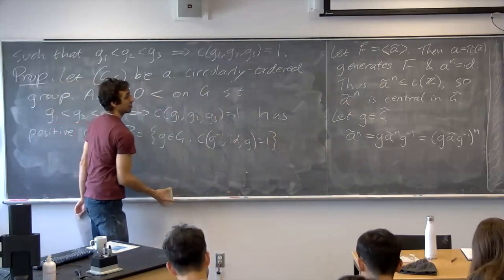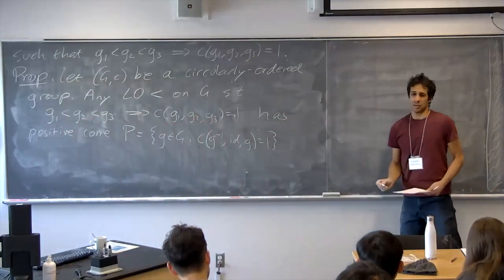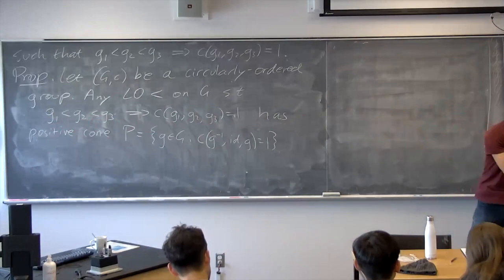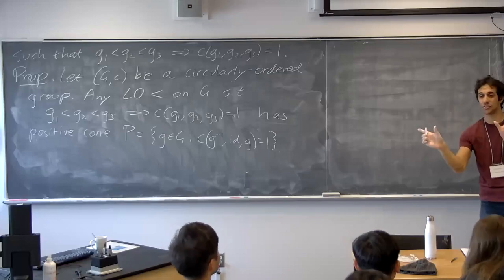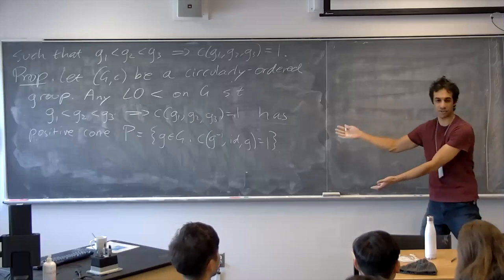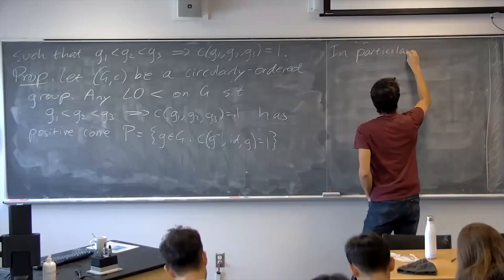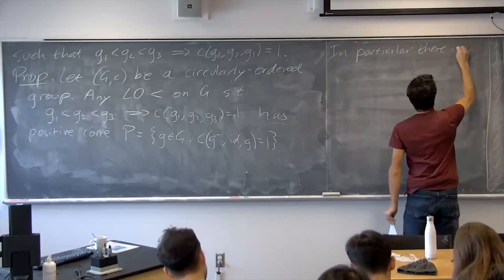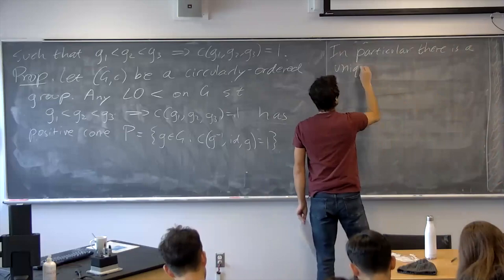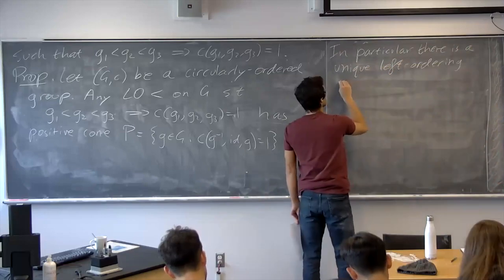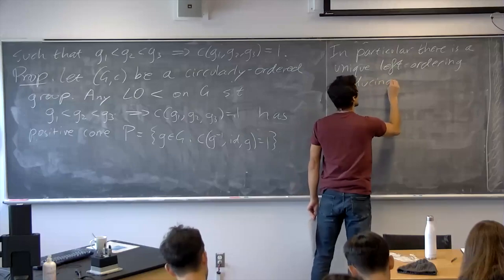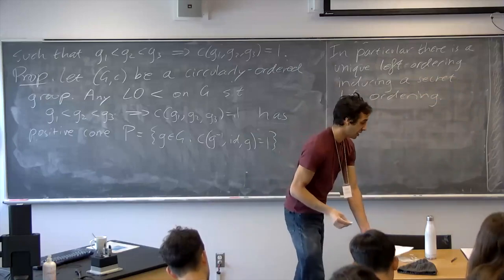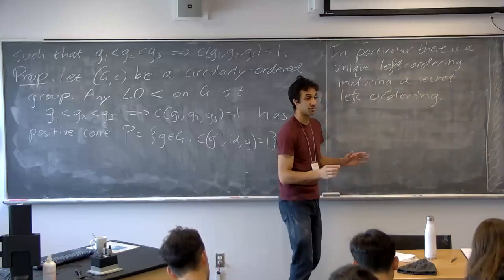This is maybe not terribly surprising if I draw the picture. But what I want to get at is that this proposition tells us that if you have a circular left ordering, there is a unique left ordering that gives you that circular left ordering, because a positive cone is determined. So in particular, there is a unique left ordering inducing a circular left ordering. Again, I'm not going to prove this. It's not terribly difficult to prove, but let's just draw the picture.